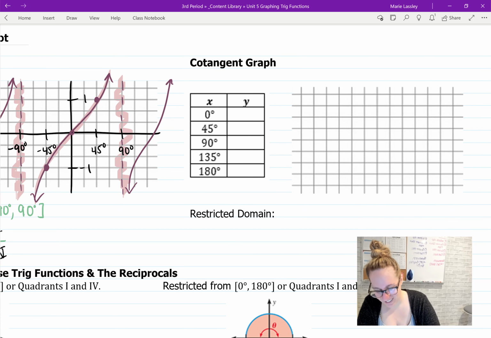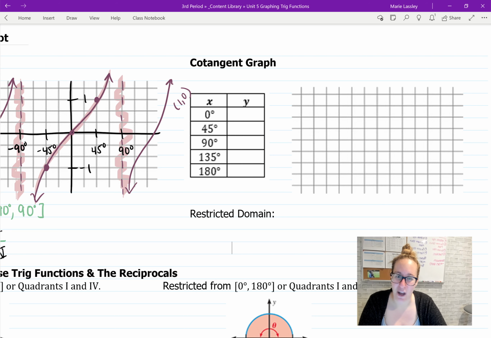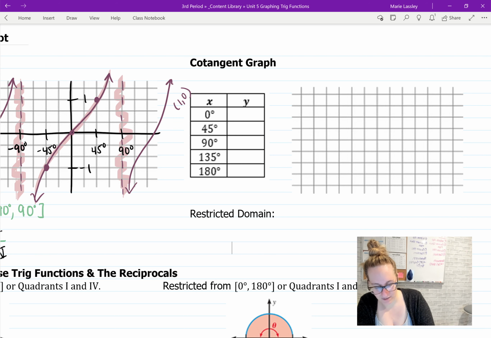So at 0, we said our coordinate was 1, 0. So we're doing x over y. So now we are going to be undefined.